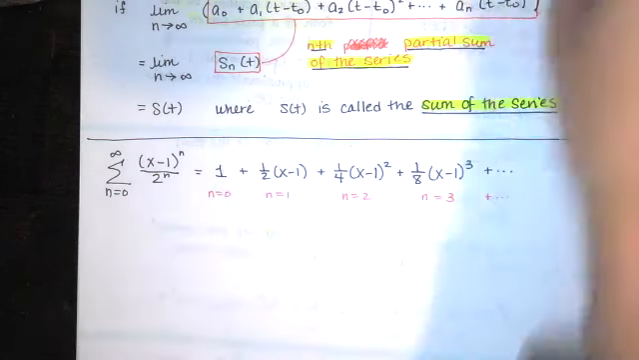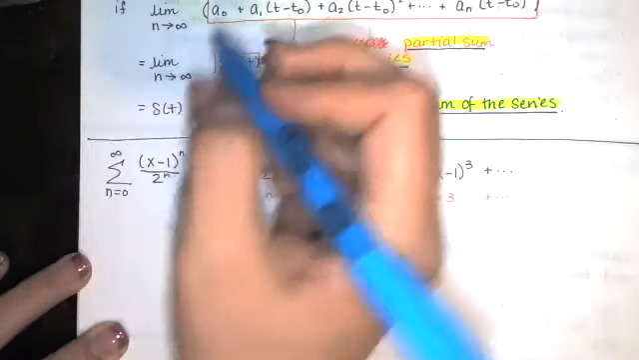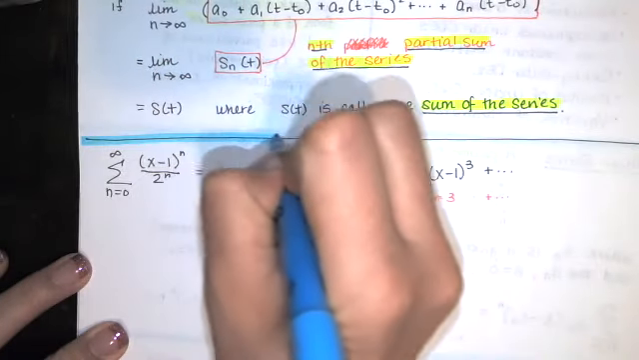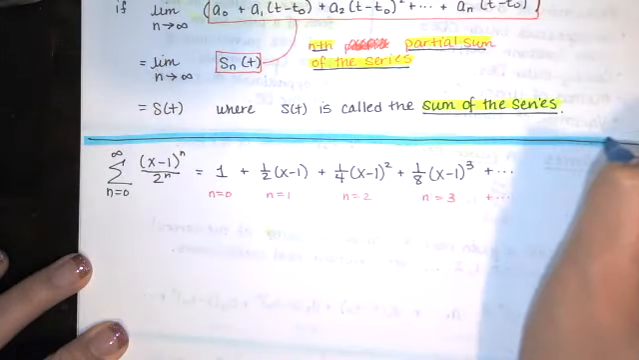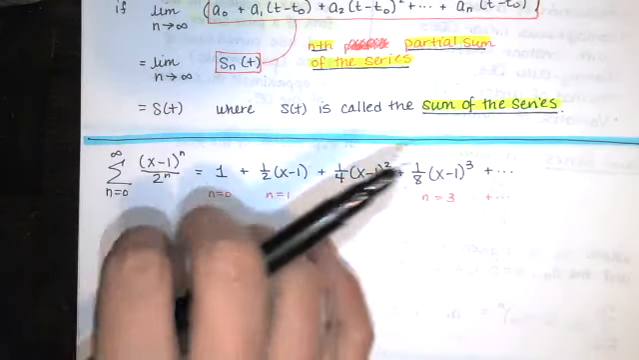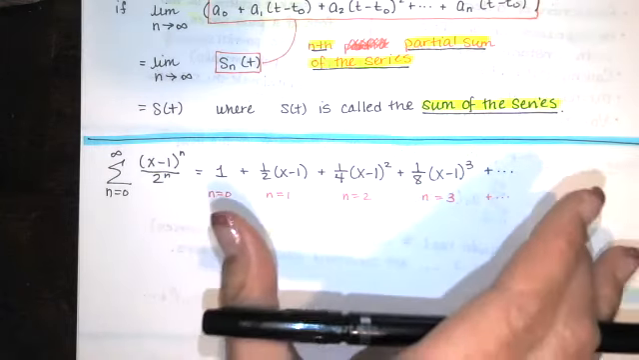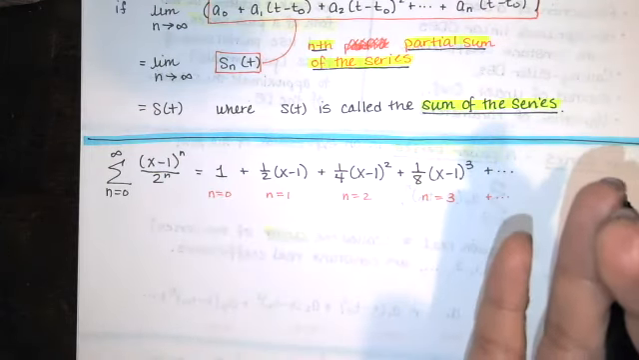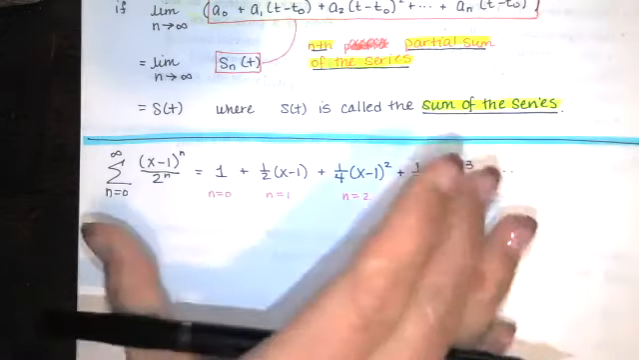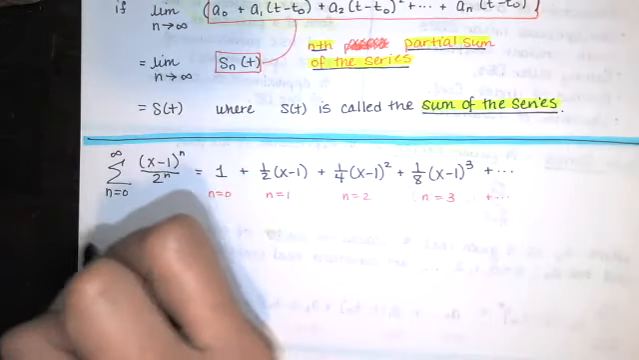The way you want to think of this is as a function of x, or in this notation up here, we're using t as the independent variable. So we're thinking of it as a function of t. In this example, we've got a function of x here. And the question is, if I plug in a particular x value, will this sum converge to something? So let's substitute a particular x value. Let's substitute x equals 2.